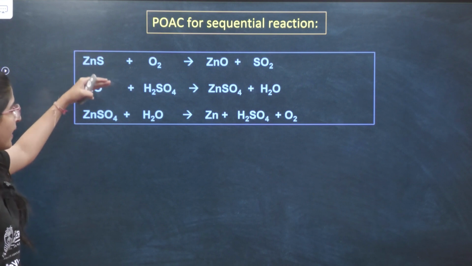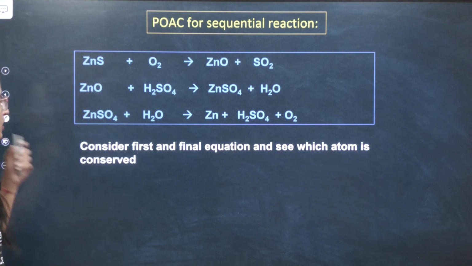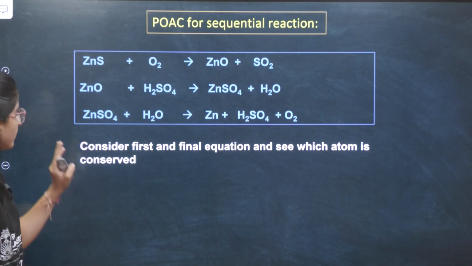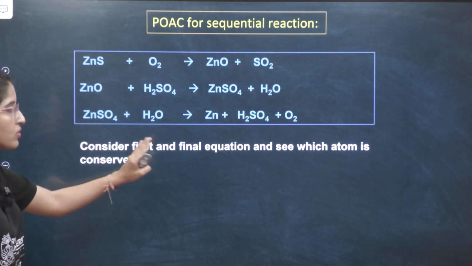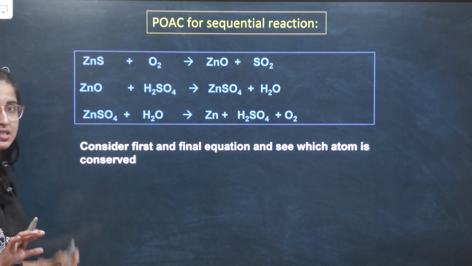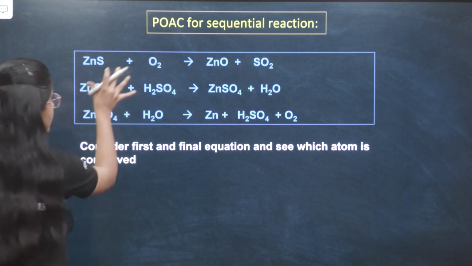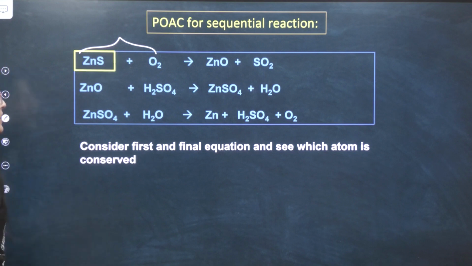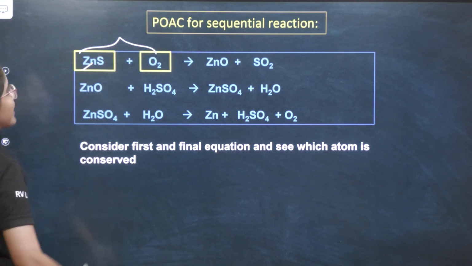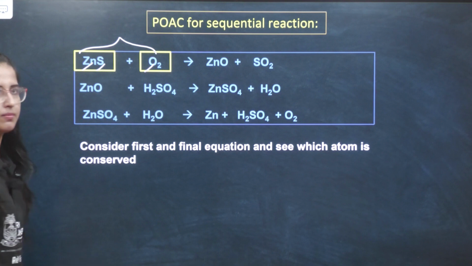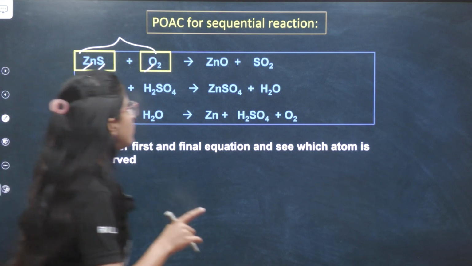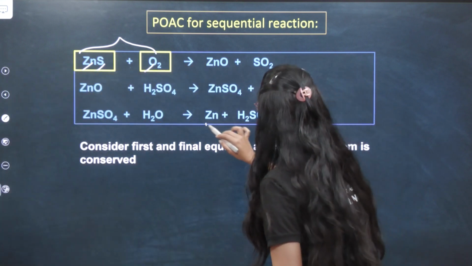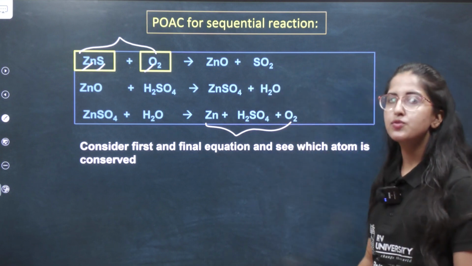After one step, there is another step. So in this sequential reaction, you have to consider the first and final equation to see which atom is conserved. See, in the first step, on the reactant side, which atoms are present here? Zinc, sulfur and oxygen. Okay. Now, come to the last step, the product. Which atoms are conserved?